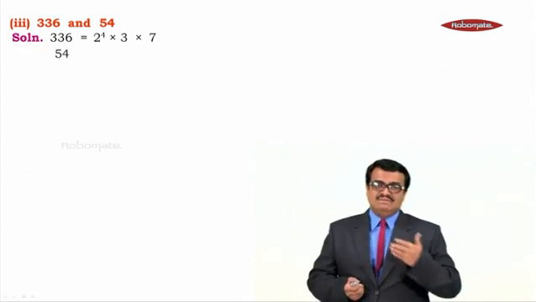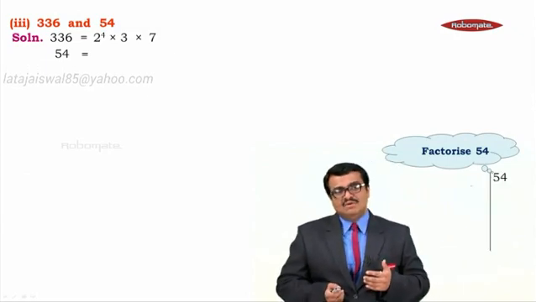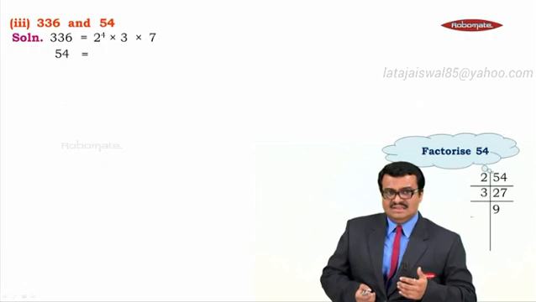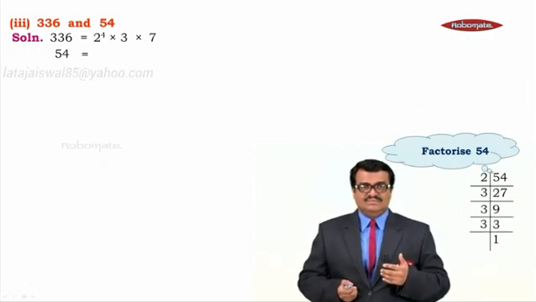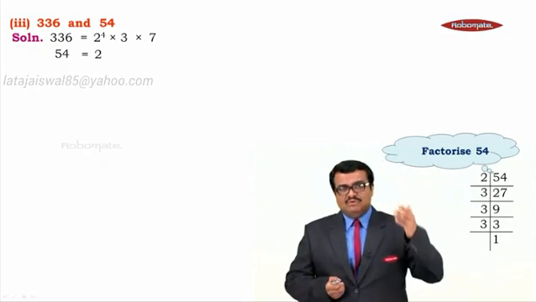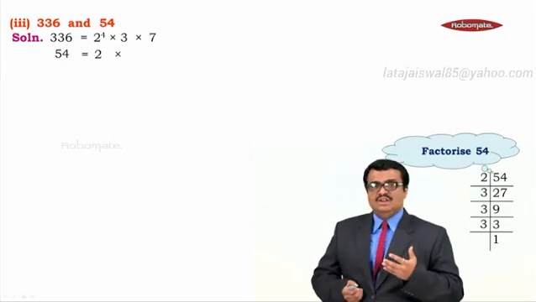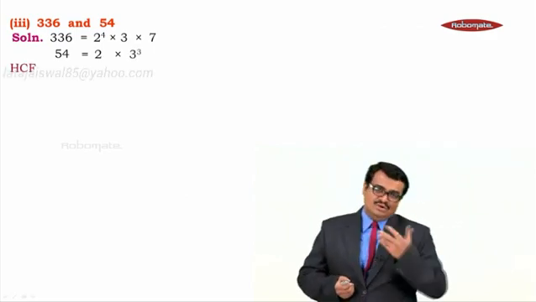The next number is 54. So let us factorize 54. So if we factorize 54, it is 2, 27s are 3, 9s are 3, 3s are, and 3 1s are. Okay. Now if you factorize 54, you get all these numbers. So if you write it in powers, it will be 2 into 3 cube. There are 3 3's, so it will be 3 cube, right? So we wrote the numbers in powers.